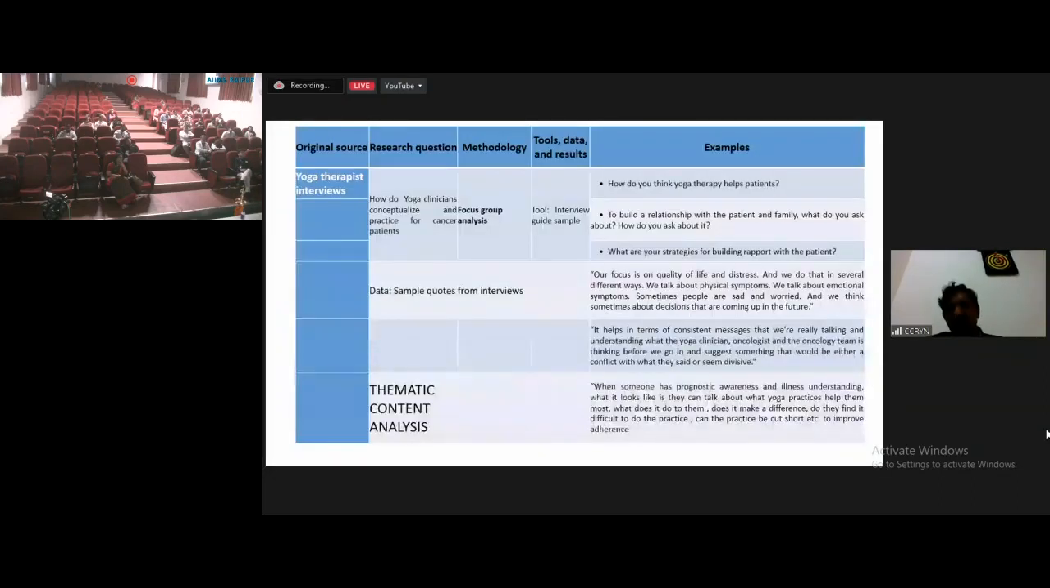Yoga therapy introduces systematic content analysis. Same way, yoga clinicians conceptualize and practice for cancer patients. Okay. Focus group analysis is done by focus group discussions. What do you think yoga therapy helps patients build a relationship with the patient? What are the strategies? Okay. It talks about all aspects of it. What are physical symptoms? What are emotional symptoms? How much does this bother you? And how much of them are going to come up in future? Okay. And understanding between the yoga clinician and the doctor again is very, very important, because a contradictory approach can become more divisive. Okay. So all these thematic things you can take out and put in a framework analysis and go into that.